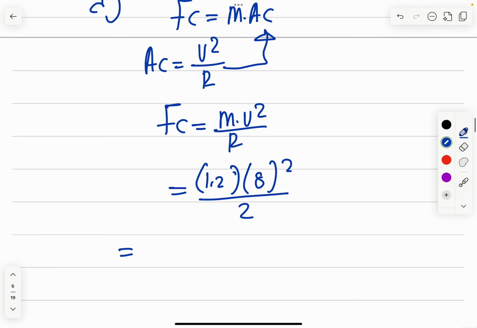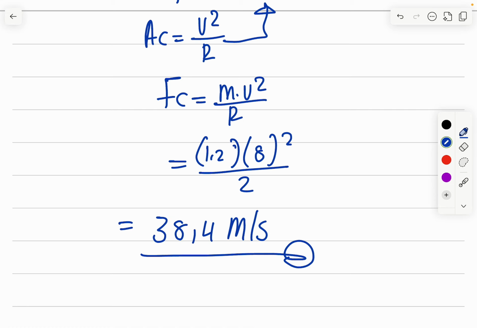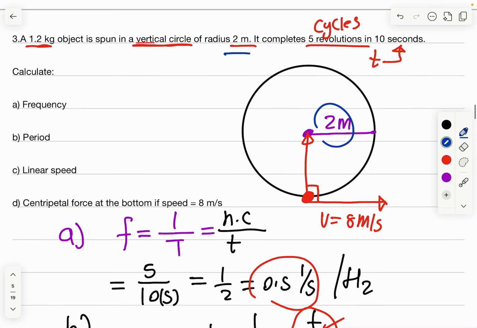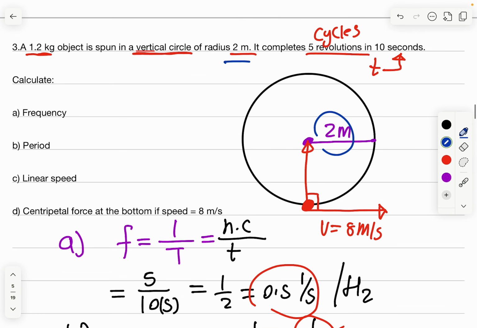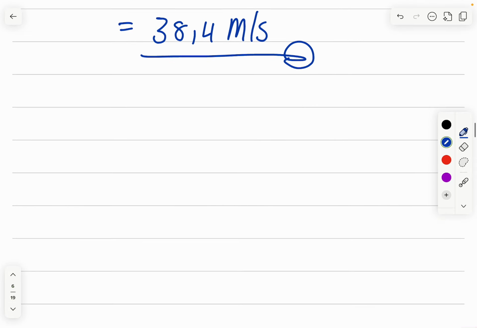Therefore, your answer is going to be what? You're going to say 1.2 multiplied by 8 all squared divided by 2. Your answer is going to be 38.4 meters per second. This is your final answer. Understand? This is how you calculate the centripetal force at the bottom. Understand? So let's check number 4.